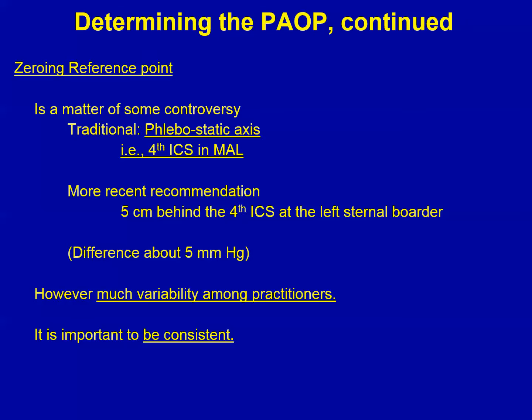Another issue is the zero reference point. Unfortunately, this is a matter of some controversy, but the traditional method we still use is the phlebostatic axis, or the fourth intercostal space in the mid-axillary line. However, others may recommend other reference points. The key is that one should be consistent, and that it should be consistent between one practitioner and another in a given institution.